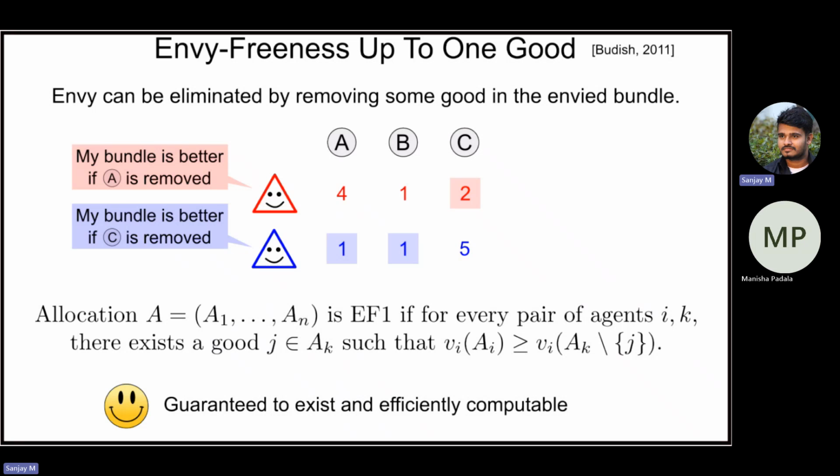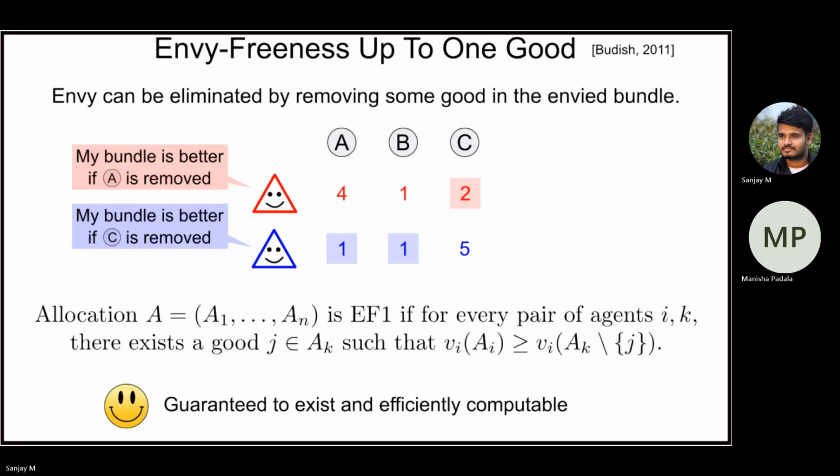So in general, we call such an allocation A to be EF1, envy-free up to the removal of one good, if for every pair of agents i and k, there exists a good in k's bundle such that if you drop that good, agent i weakly prefers its own bundle over the rest of k's bundle. This is the sense in which the allocation is approximate and envy-free up to the removal of some good. And note that we are not actually throwing away anything. This is just a thought experiment. It's a hypothetical. We're just imagining, what if this item wasn't present? That is the definition of EF1.